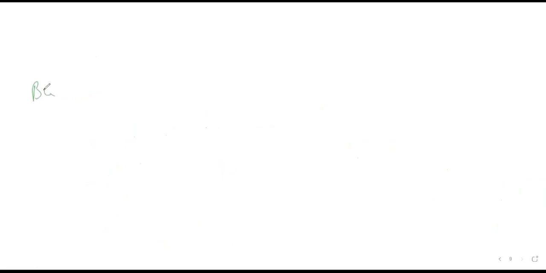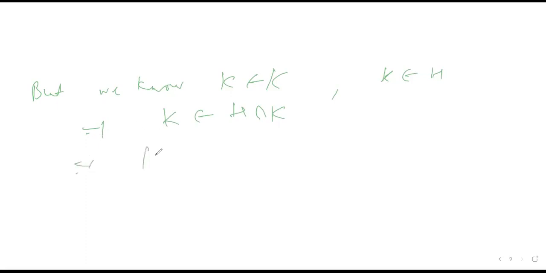But we know that k belongs to K. That is the whole thing we started with, that k belongs to K. And k belongs to H. This means k belongs to H intersection K, because it belongs to both the subgroups. It means k belongs to H intersection K. This implies kernel of phi is equal to H intersection K.